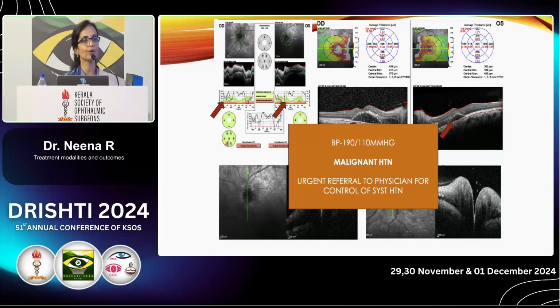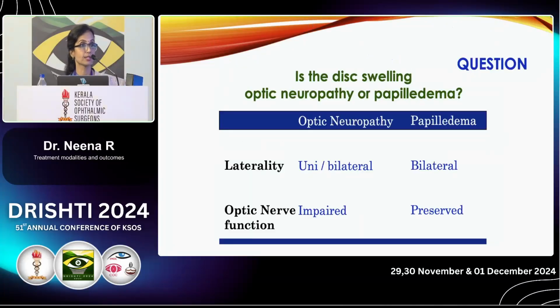So it was going on for some time. So it had produced some damage to the GCL. You can see the GCL. I don't have the GCL, I'm sorry. GCL was getting thin. So systemic hypertension sometimes can present like this. If it's ignored, it can eventually even produce optic atrophy.